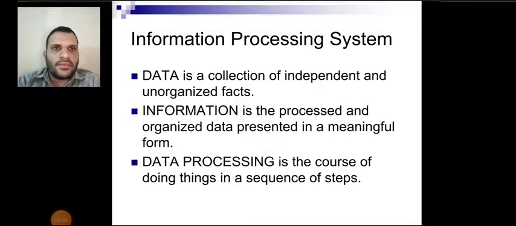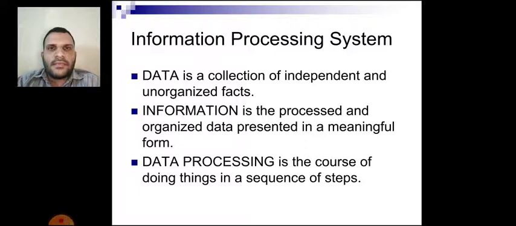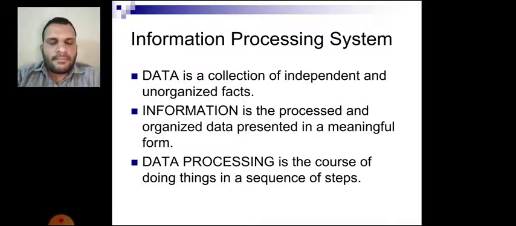Today I am going to discuss the information processing system and the basics of the computer system also. The basic entity of an information processing system is data. Data is a collection of independent and unorganized facts. If anything you can specify, that is data.